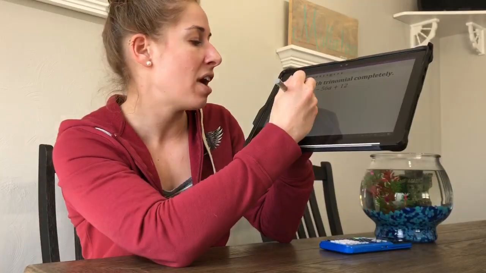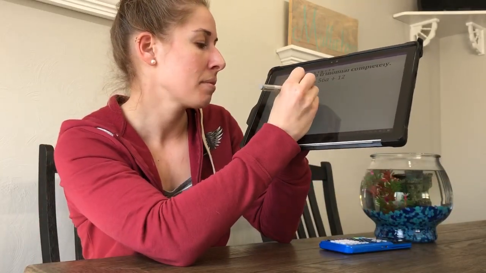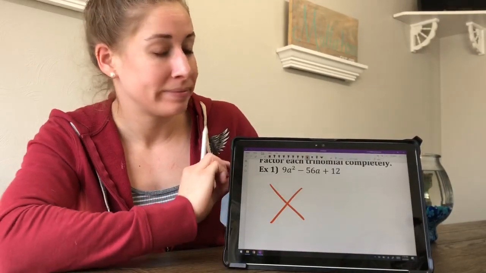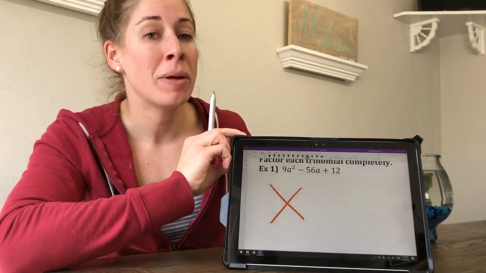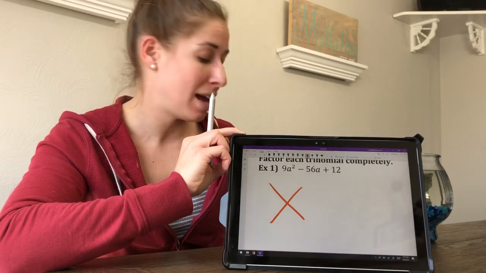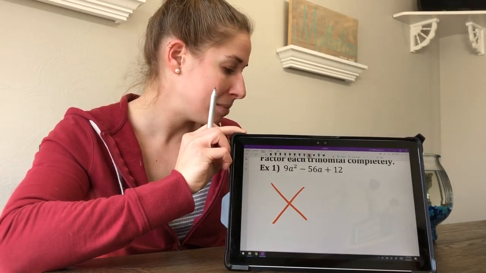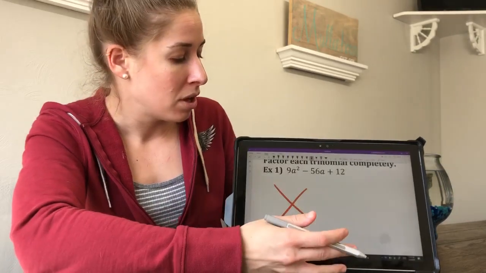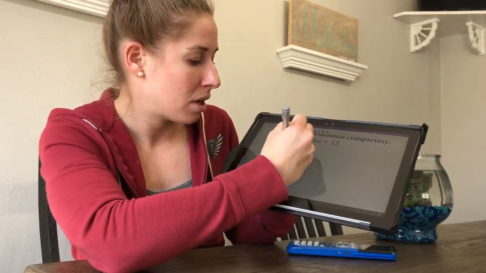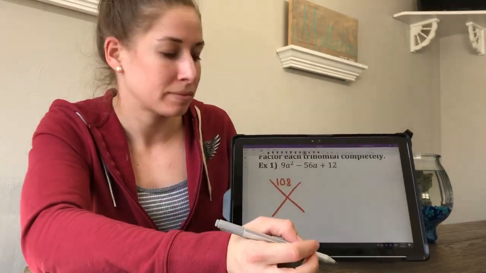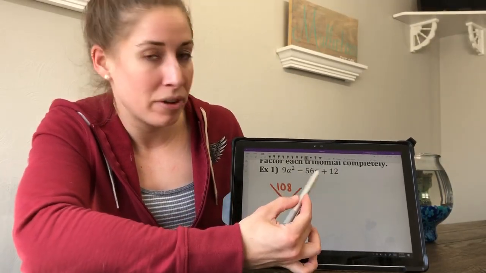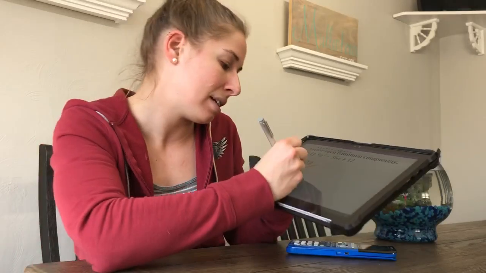So first you draw your X. What goes at the top of the X? Remember, this is the first different step. So you're going to do your A times C. So 9 times 12, which gives you 108. And then what goes at the bottom? Still that middle coefficient, negative 56.